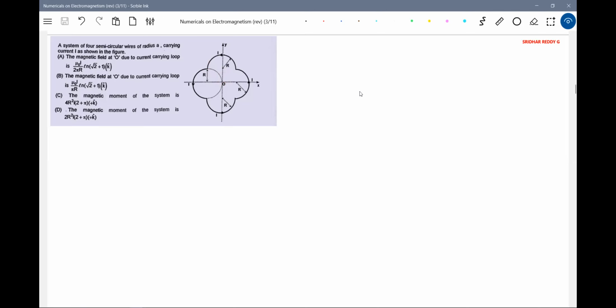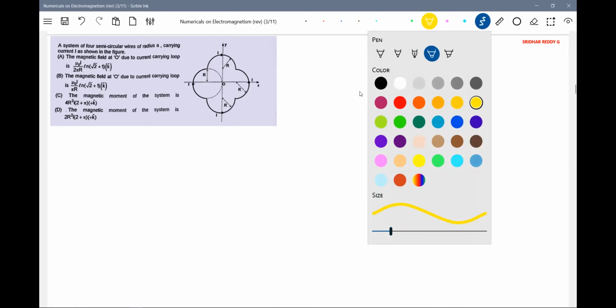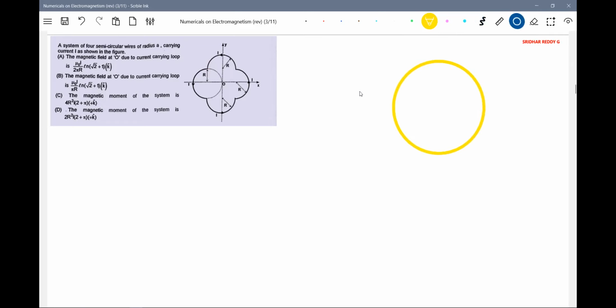So immediately we have to get into the diagram. Where is the point? The point is here somewhere. We have to find the field at this point. I'll arrange the diagram. Meanwhile, you think it.